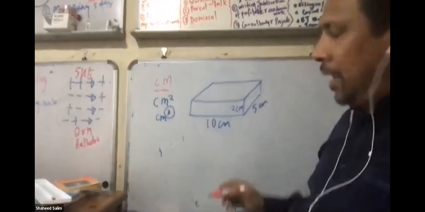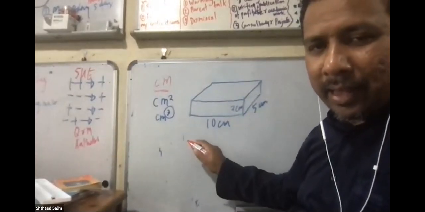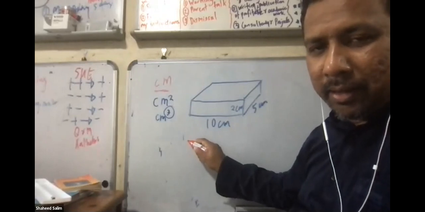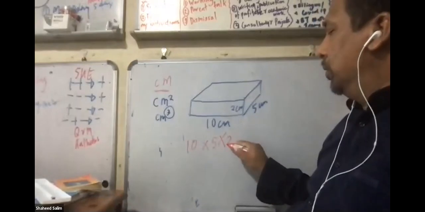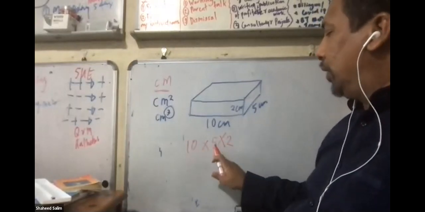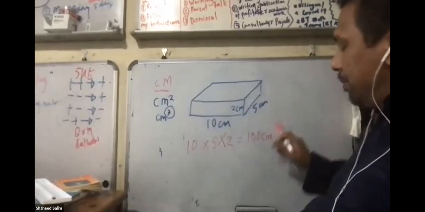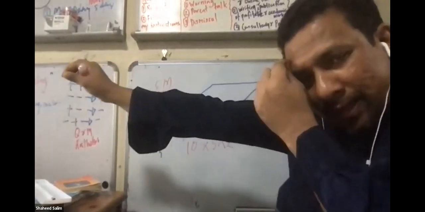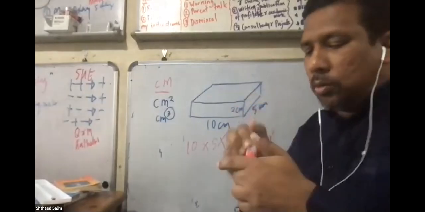Okay, so now, Naomi, how to do this? What's the length, Naomi? Panjang is how much? 10. And what's the breadth? 5. What's the height? 2. So 10 times 5, 50. 50 times 2, 100. But you must remember to write cm cube. If you just write cm, it's like your hair is 100 cm long. These are 100 cubes, 1 cm cube.